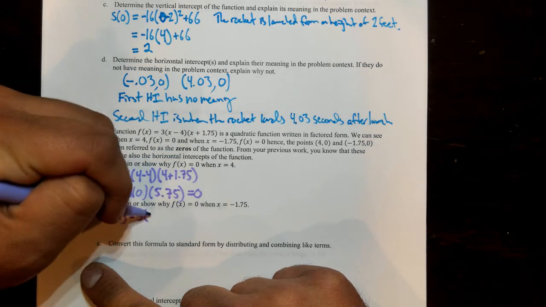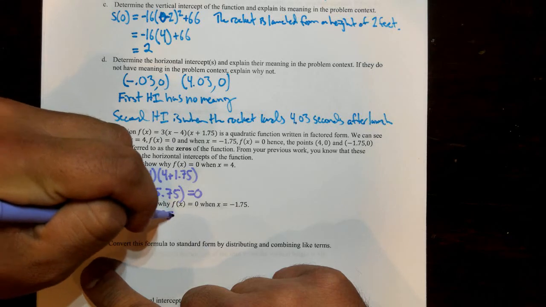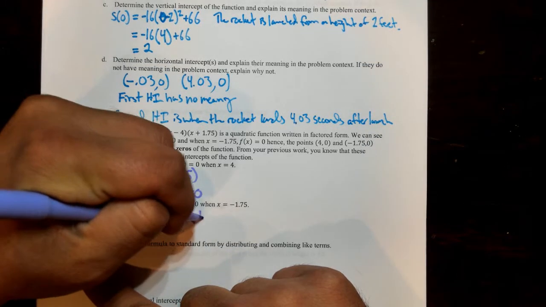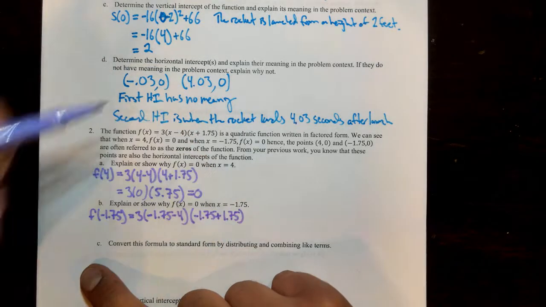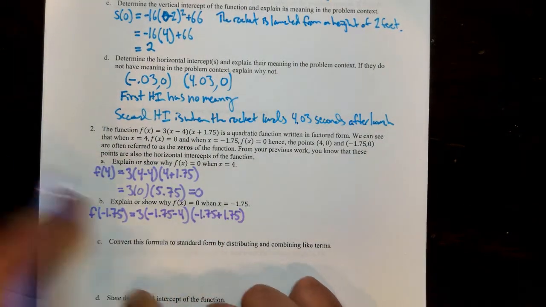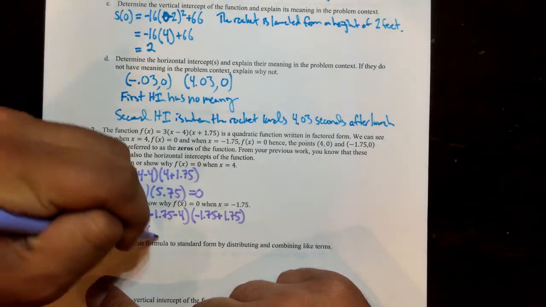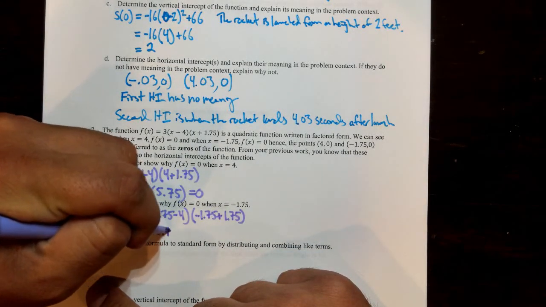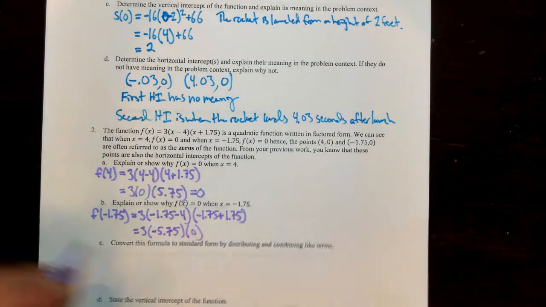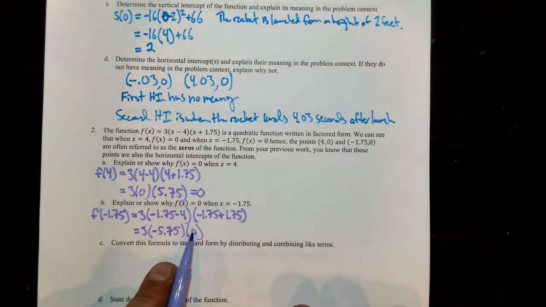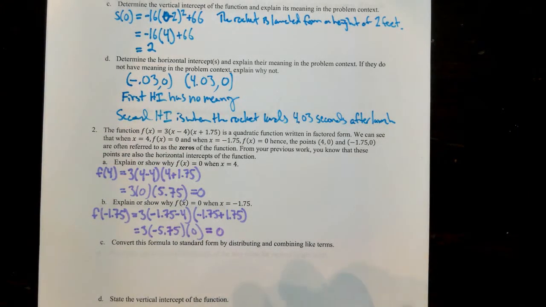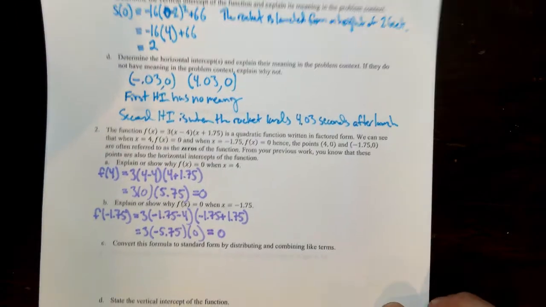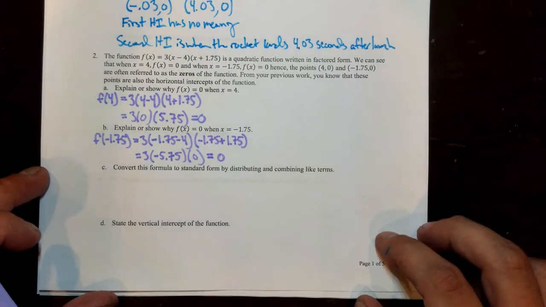We have 3 times negative 1.75 minus 4 times negative 1.75 plus 1.75. And notice this last factor zeroes out on us. So we're going to have 3 times negative 5.75 times 0. And again, if 0 is a factor of any product, the product is always going to be 0. So that's why. C, convert this formula to standard form by distributing and combining like terms.